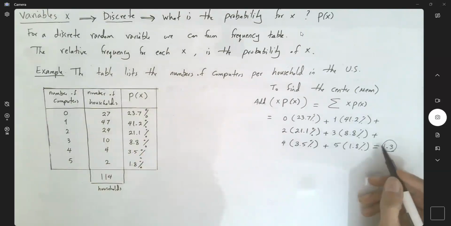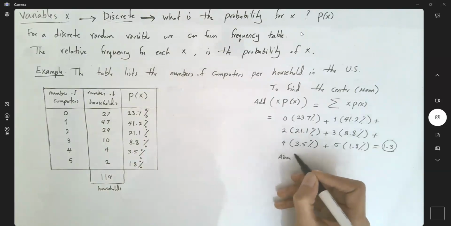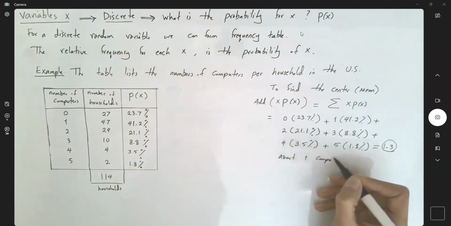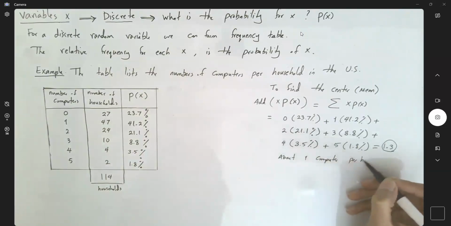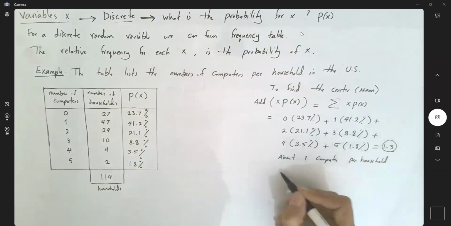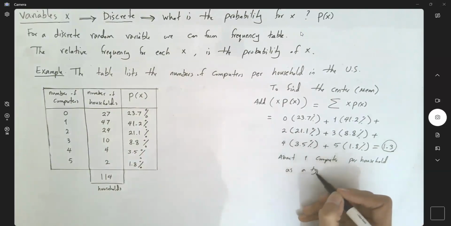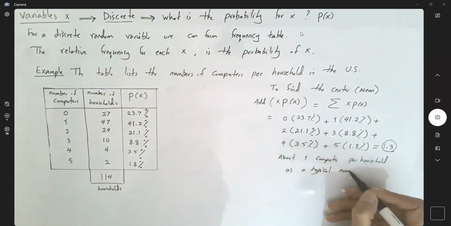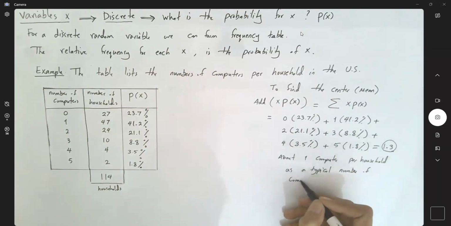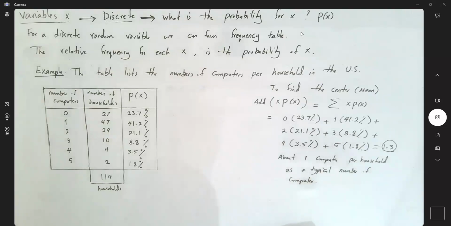If you round this, you get about 1. So you have about 1 computer per household as a typical number of computers. So if somebody asks you, hey, what is the typical number of computers in American households? Your answer is 1. So you expect that the average or the center or the balancing point be 1.